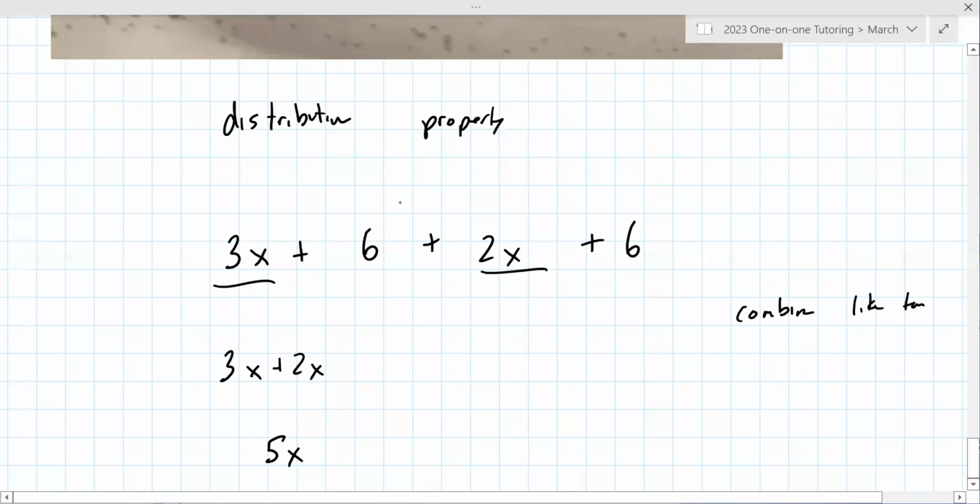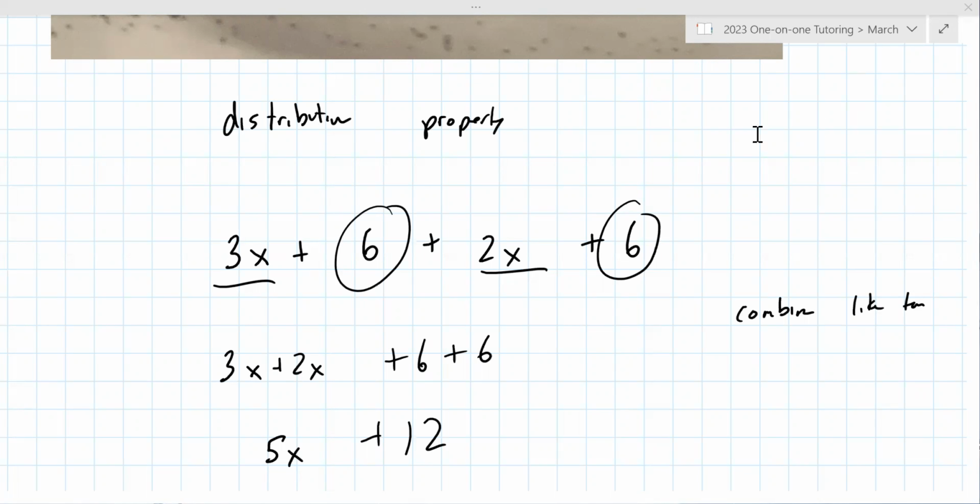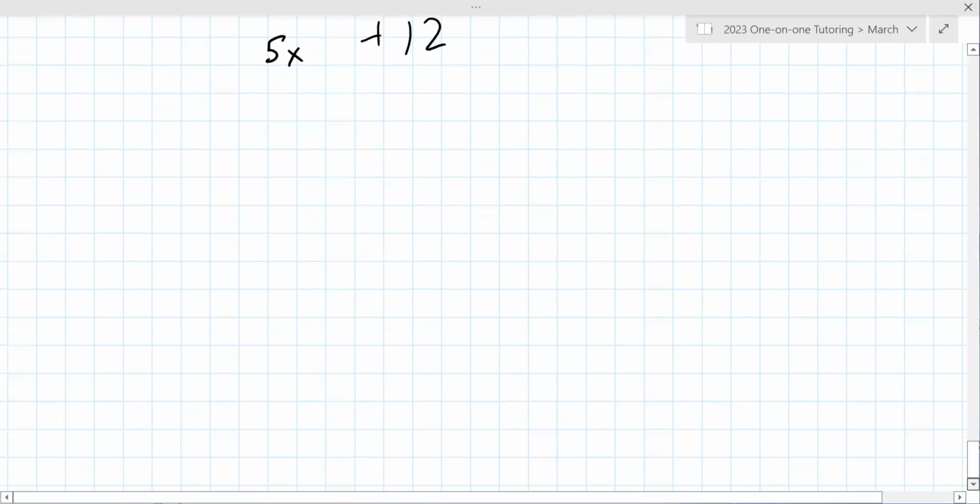Okay. And then it's 6 and 6, so that's plus 12. So that's just 17x? Nope, you can't. It's like 5 eggs and 12 pieces of bacon. You cannot combine them. So that's it. Yes. Let me give you another one here to try.